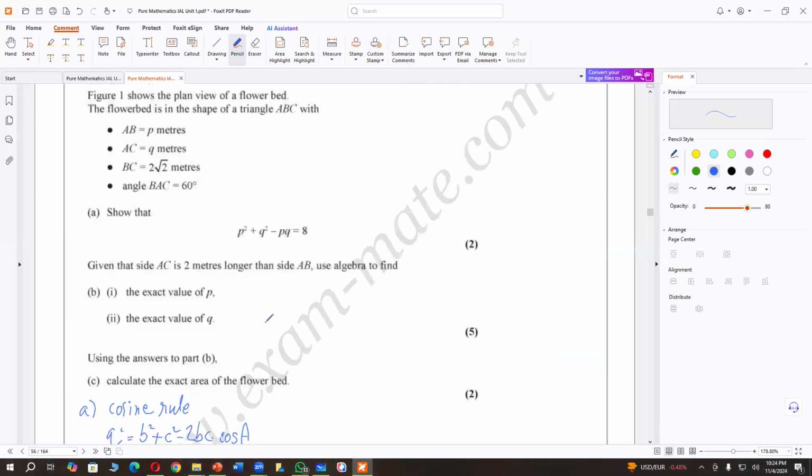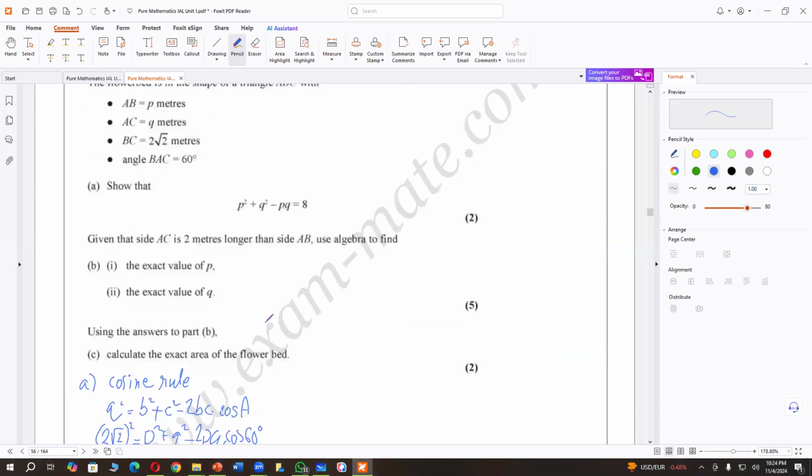Now, how can we solve part B? AC is 2 meters longer. We could do, we can replace Q with P plus 2.